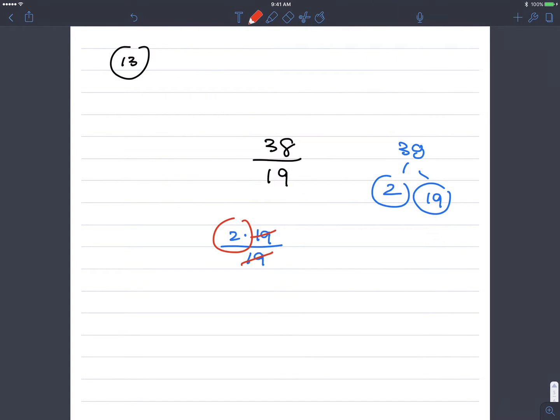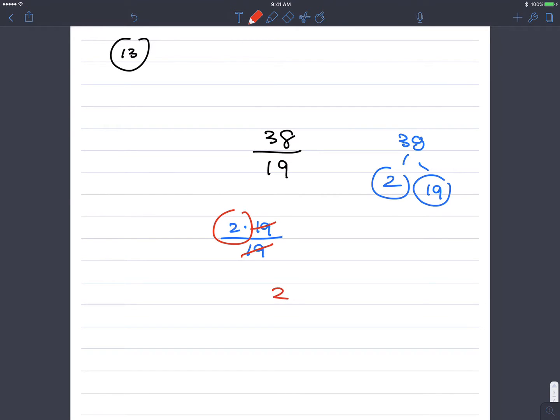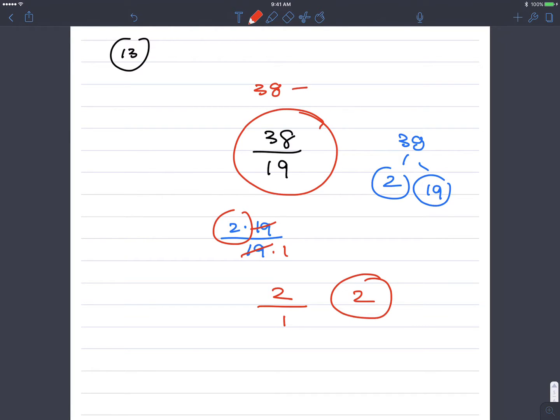Now since the 2 is left on top, we keep it on top. You might say, is there a 1 down here? Maybe, or I should say yes, we could write it that way. But 2 divided by 1 is actually 2. And some of you might have noticed from the start, couldn't I have just divided 38 divided by 19? Couldn't I have said from the start that this is 2? And the answer is yes. But going through the factor tree process, notice we can still get the same answer. So either way would be perfectly fine.